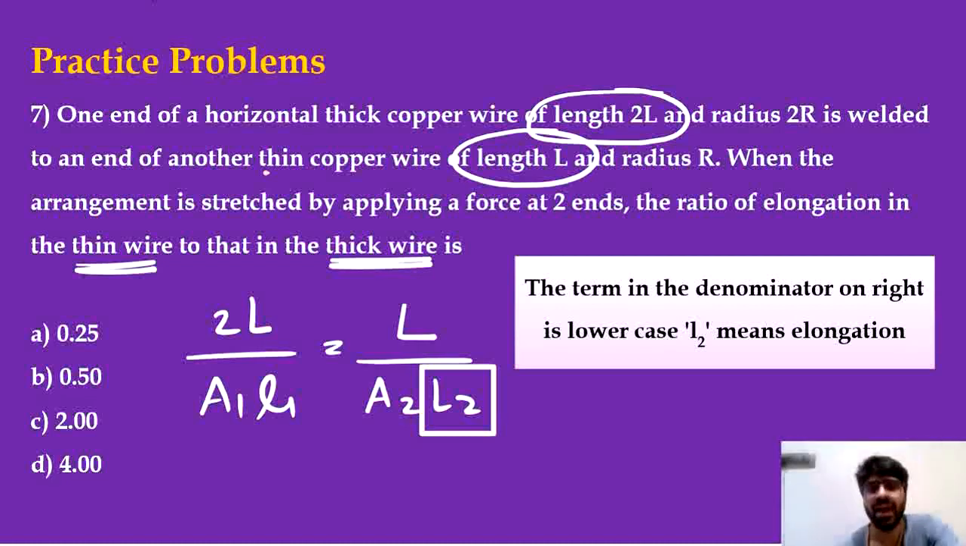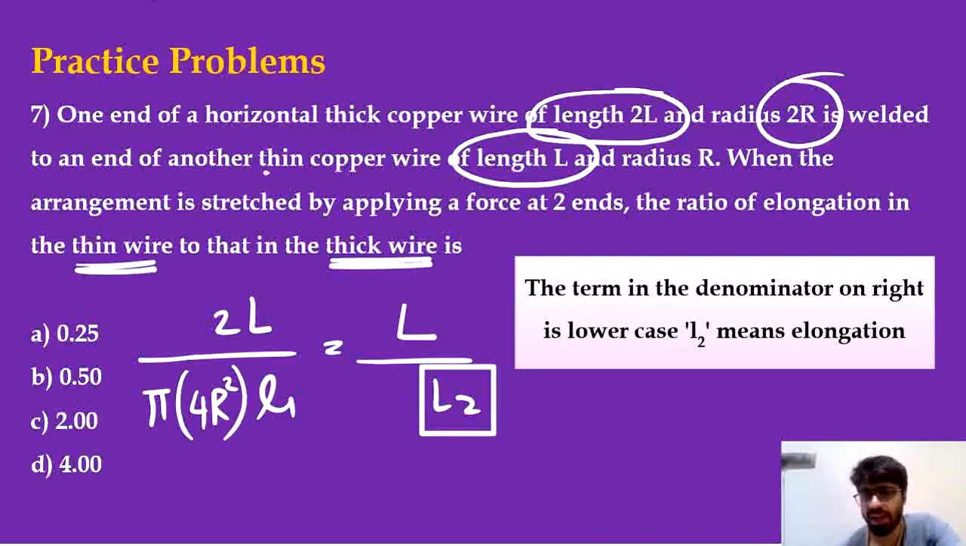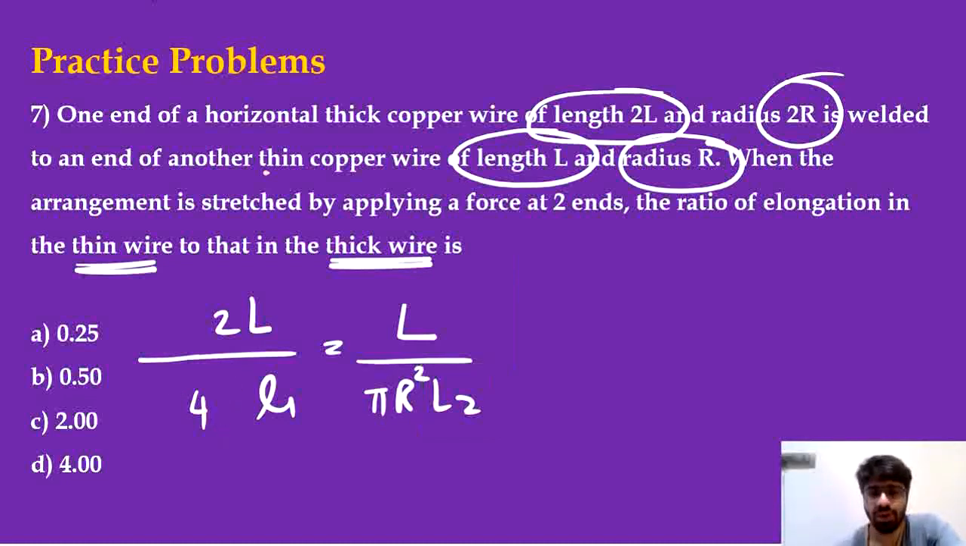A1 will be pi r square. But radius of the first wire is 2r. So we can write that area as pi into 4r square. And A2 is going to be area of the second wire whose radius is r. So we can write its area as pi r square. You can cancel off that pi r square on the left and right. That will make you have a 4 in the denominator of the left hand side. And we can cancel this L also here and here. This 2 gets cancelled up and down, and we have a 1 upon 2 here.